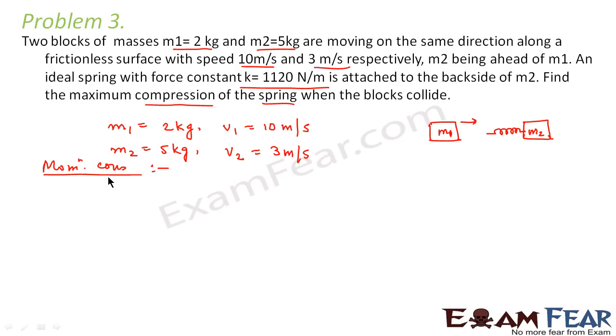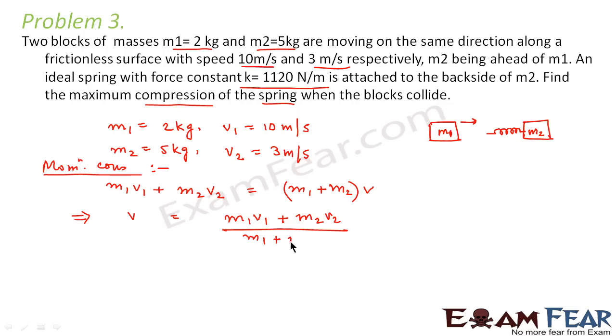So according to the momentum conservation, total initial linear momentum, that is m1 v1 plus m2 v2, should be equal to the total final linear momentum. So what would be the total final linear momentum? After collision, the mass will become m1 plus m2, and they will move with some velocity, say v. So this would be the momentum conservation. Now from here we can get the value of v, which will be equal to m1 v1 plus m2 v2 divided by m1 plus m2.